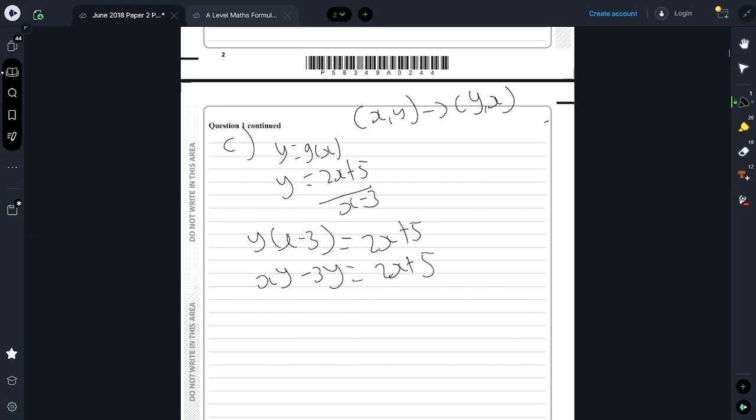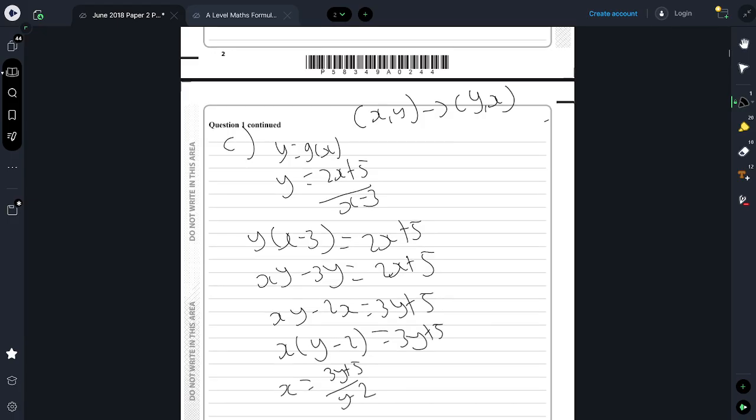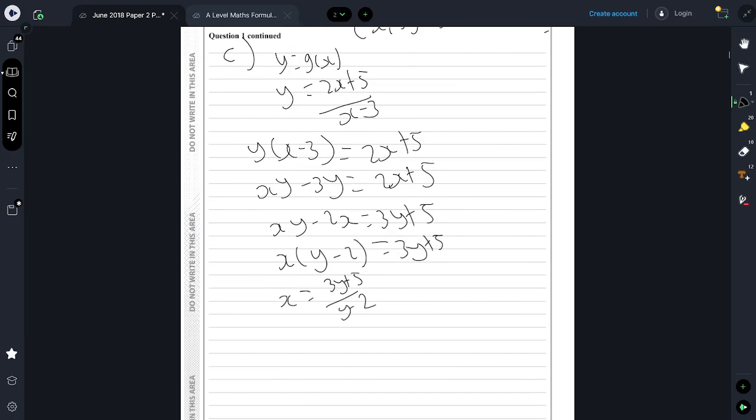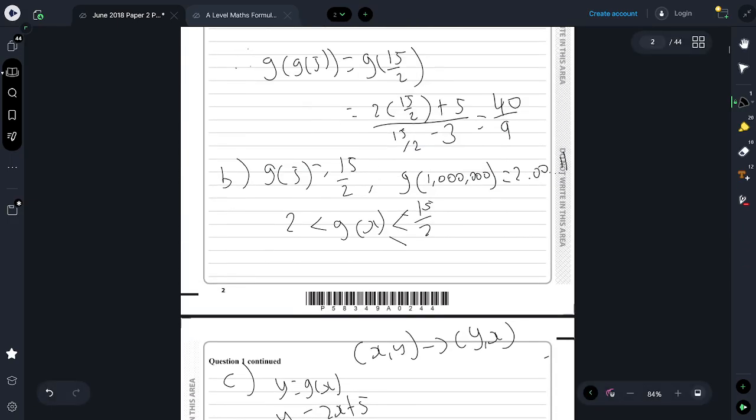Cool. Let's group the x's on the one side. So xy minus 2x is 3y plus 5. And then x of y minus 2 is 3y plus 5. And x is 3y plus 5 over y minus 2. Cool. And then, like I said, they switch places. So the inverse then is simply you put the x's here instead. So g inverse of x is 3x plus 5 over x minus 2. Cool.